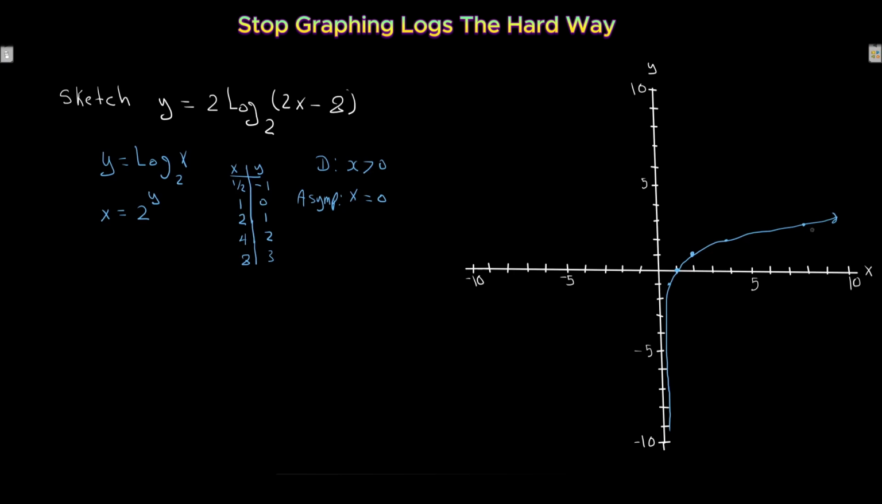Now let's just make sure that we have this point right here, and this point right here. These are important points. And this point right here, this point right here, and this point right here. Now we're going to go back to this equation right here.